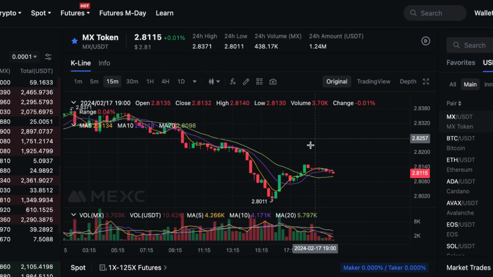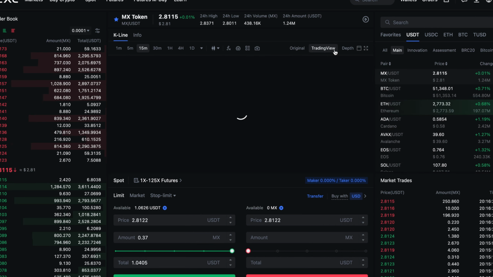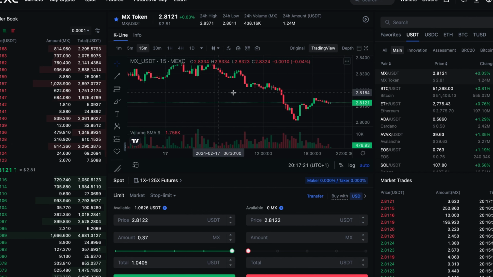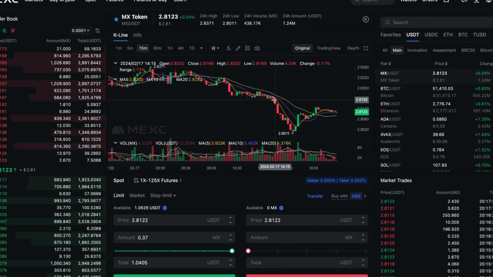So basically on this graph, we have different views. We have the original, we have trading view and depth. The trading view is used by advanced traders because you can make use of trading view tools like your trend line, your Fibonacci retracements, and so many more. You can use all these tools right here on MEXC. Most people prefer this trading view, but I'm going to stick with this original view. On this original view, this is how it looks, less tools and all.